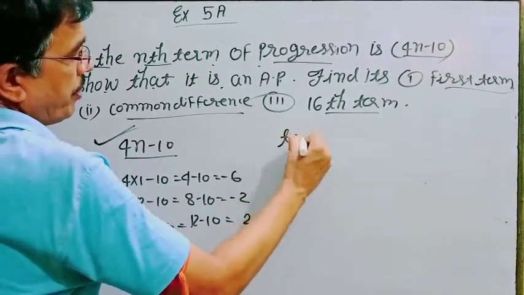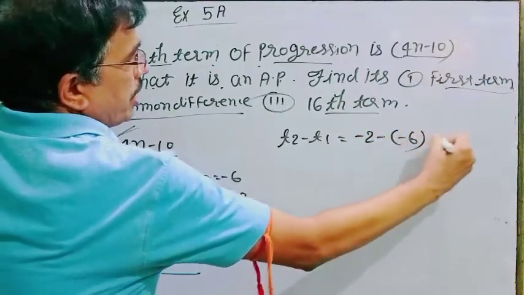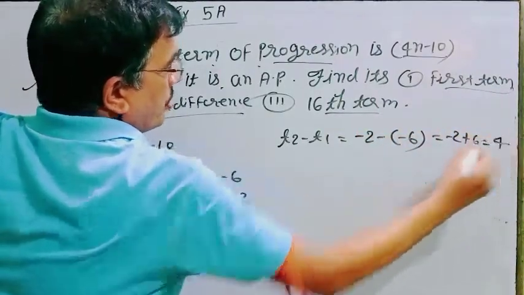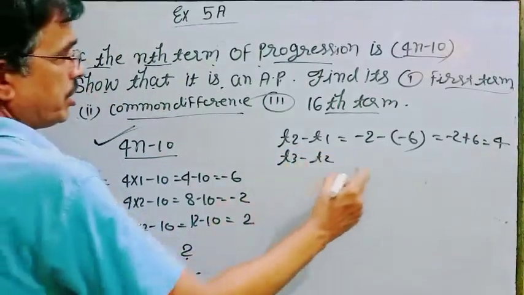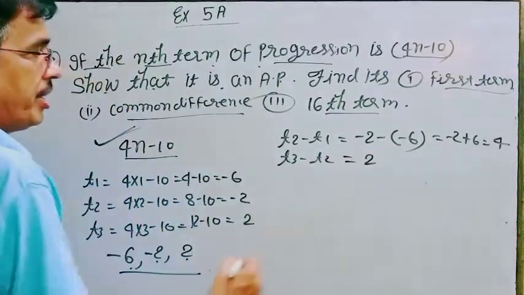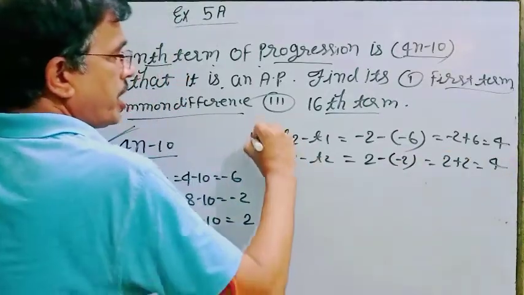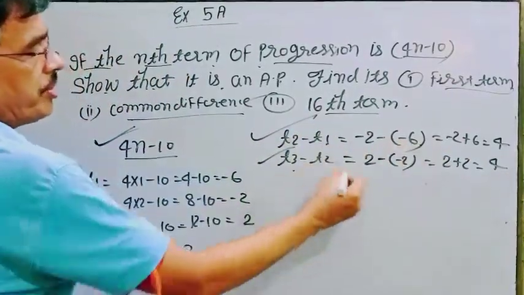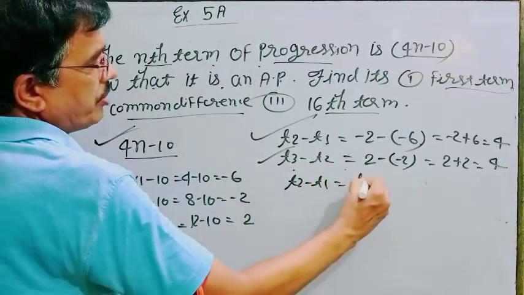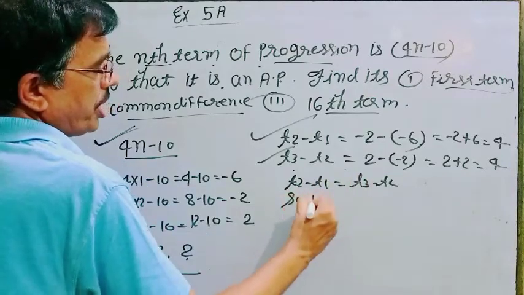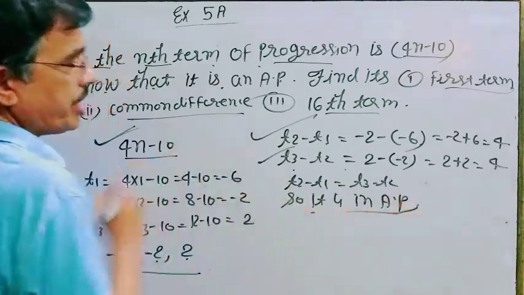So you find T2 minus T1. T2 is minus 2 and T1 is minus 6, so you get minus 2 plus 6, that is 4. And what is T3 minus T2? T3 is 2 and T2 is minus 2, that is 2 plus 2, that is 4. Then it is clear T2 minus T1 is equal to T3 minus T2. So you can say that T2 minus T1 is equal to T3 minus T2. So it is in AP. These are in AP.